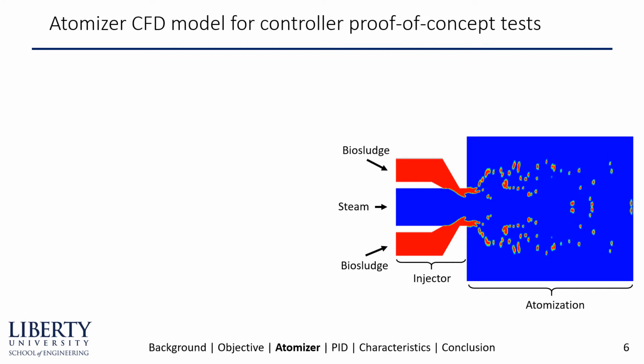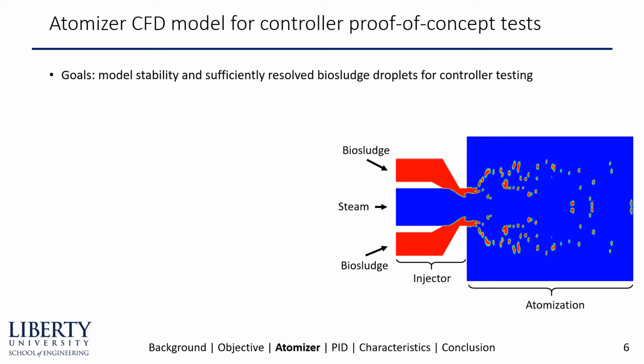And we build a CFD model of this atomizer for our controller proof of concept test. You can see a side view of that there on the right, with biosludge in red, steam in blue, and you can see the droplet formation or atomization there. Now, this is for a proof of concept test. So our goals are model stability and sufficiently resolved biosludge droplets for controller testing, not necessarily super accurate droplet sizes to study the details of atomization.